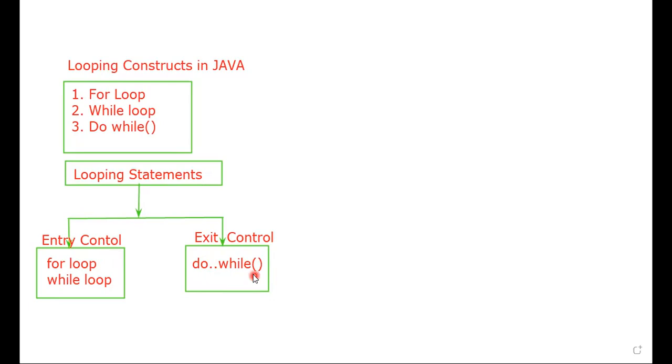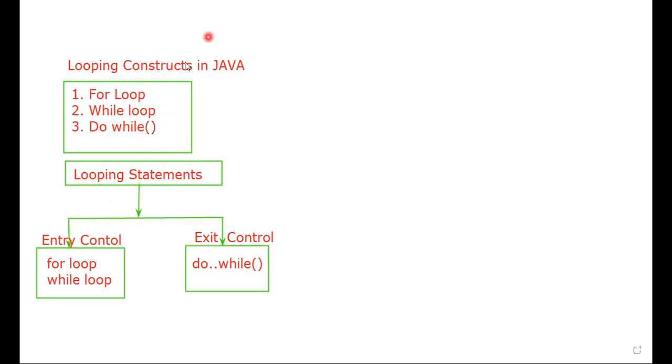You may be thinking, what is this entry, exit? So first of all, every loop has four parts, whether it is for, while, or do while. So I will tell you what we mean by entry and exit. I hope you know it, but still, in terms of programming, we'll try to understand.